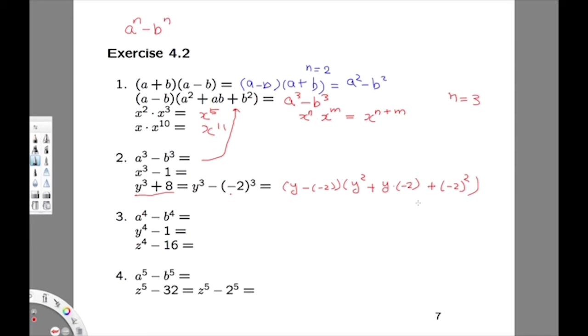Okay, I will give you 1 minute. So please try number 3, and if you have time, then try number 4 as well. I think that is included somewhere in the exercises. Exercise 4.2.